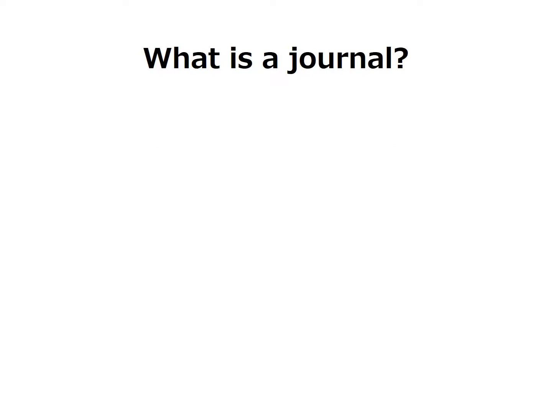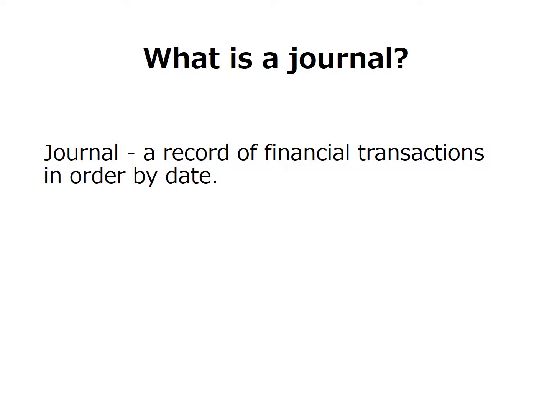What is a journal? A journal is a record of financial transactions in order by date. The transactions will be recorded from the first day of the month until the last day of the same month. The transactions are recorded here in chronological order.